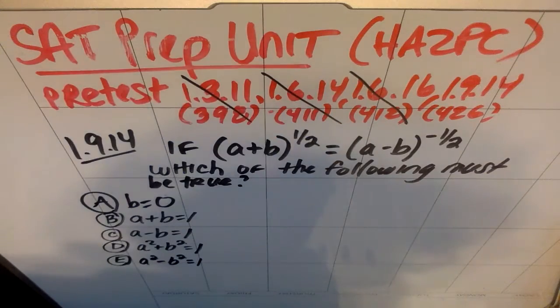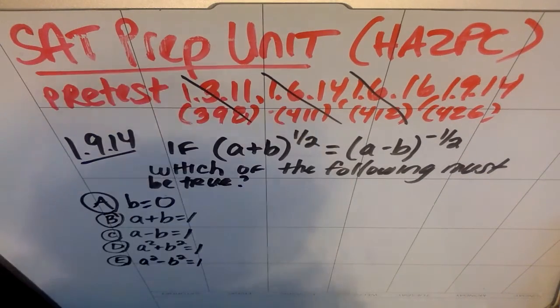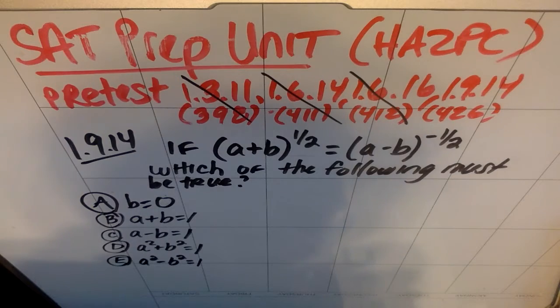We're going to do one last SAT problem today, and maybe I'll get some more later. So this is 1.9.14, which is practice test 1, section number 9, problem number 14. If the quantity a plus b to the 1/2 equals the quantity a minus b to the negative 1/2, which of the following must be true?